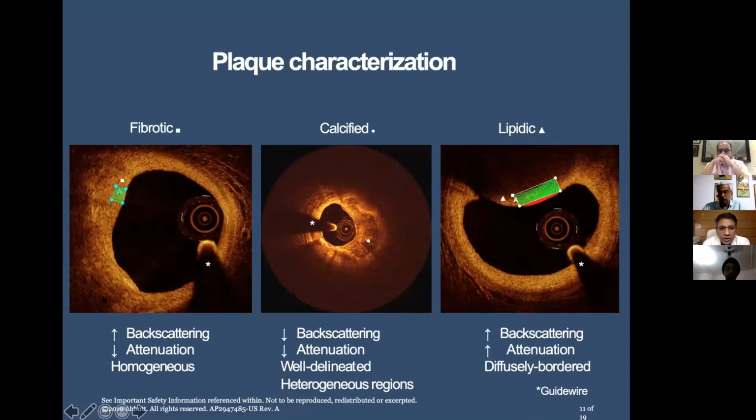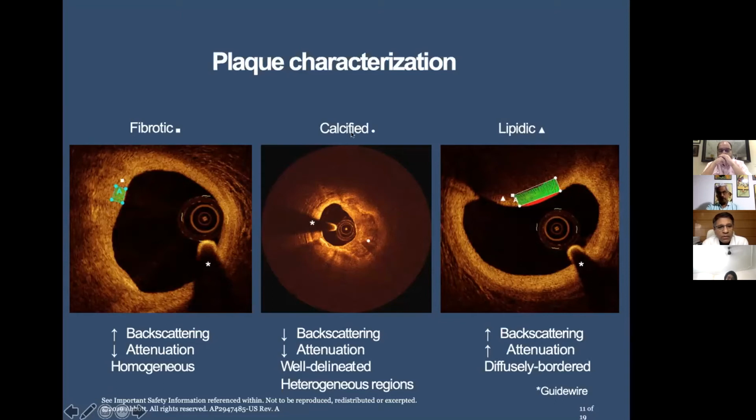So this is a fibrotic plaque. First, it is highly backscattering, so signal rich. It is low attenuation; there is not much signal loss as the light traverses. So it is low attenuation, and it appears homogeneous. It's not heterogeneous. So this is fibrotic plaque.